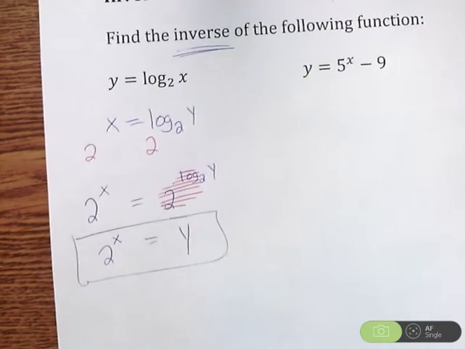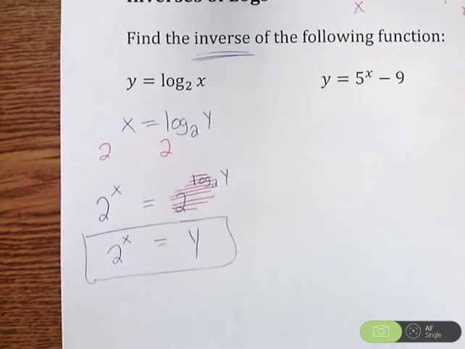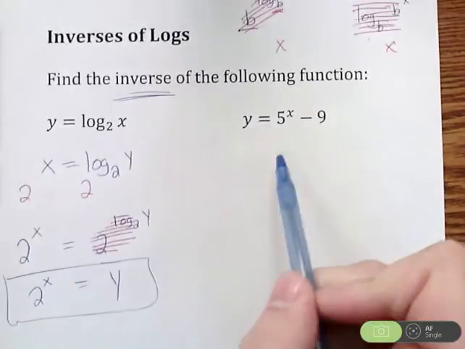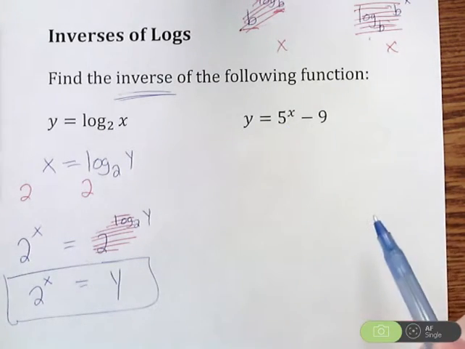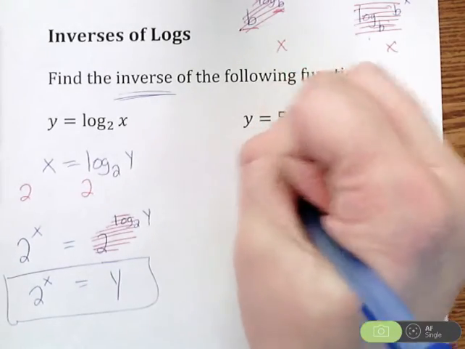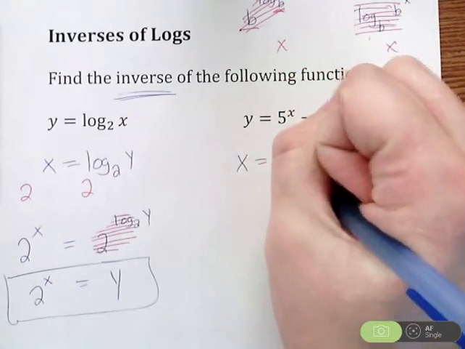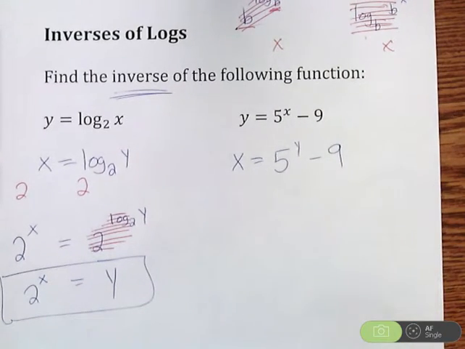So that was a pretty basic problem, but again, this idea of using inverse properties is important. So let's look at another one. This one's going to be a little bit more complex. We have y equals 5 raised to the x minus 9. So again, the first step of inverses is we're going to have x equals 5 raised to the y minus 9. So x and y switch places.